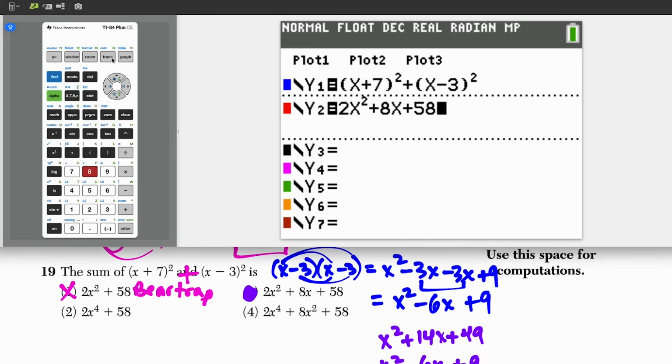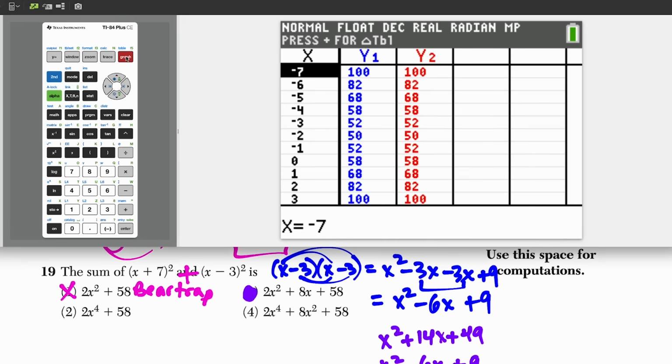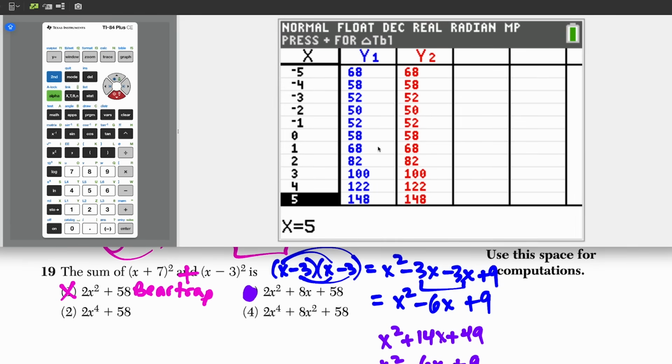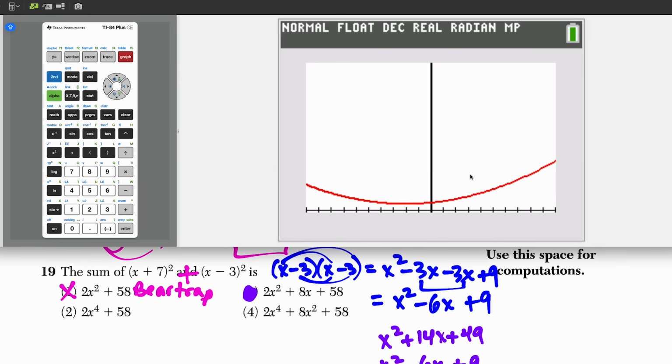When we go to the graph here, we're like, oh no, I can't see anything. But if we press second graph and go to the table, notice how the y values all match here. And if I want this graph to actually show up, I could just make my window go way higher. Like let's say I go up to 1,000 for my y maximum. And now I could see the graphs overlapping here. So choice 3 is definitely correct.